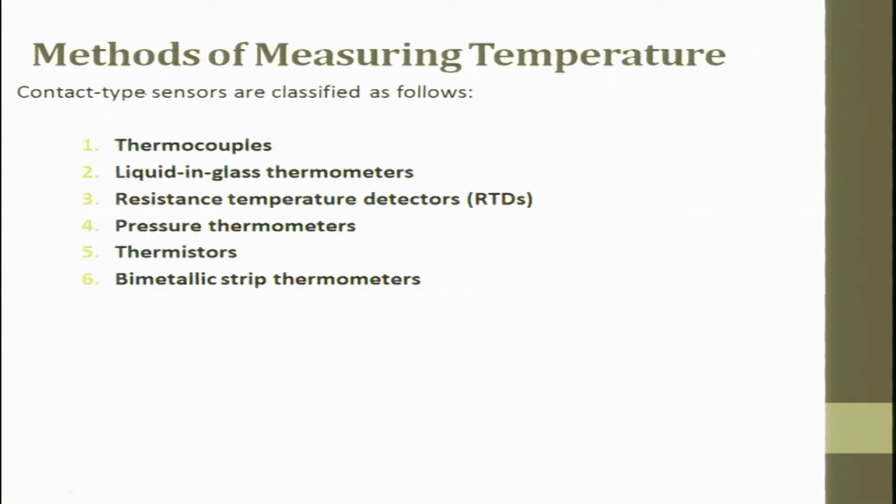So, different methods of measuring temperature. Contact type sensors are classified as the following: thermocouple, liquid in thermometer, resistance temperature detector (RTD), pressure thermometers, thermistors and bimetallic strip thermometers. Bimetallic means two different materials put in strip form to measure temperature.